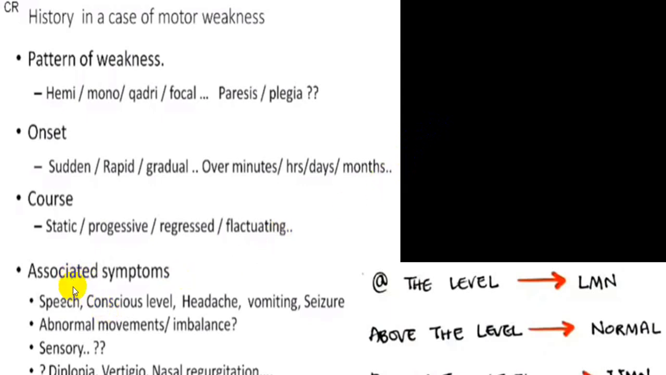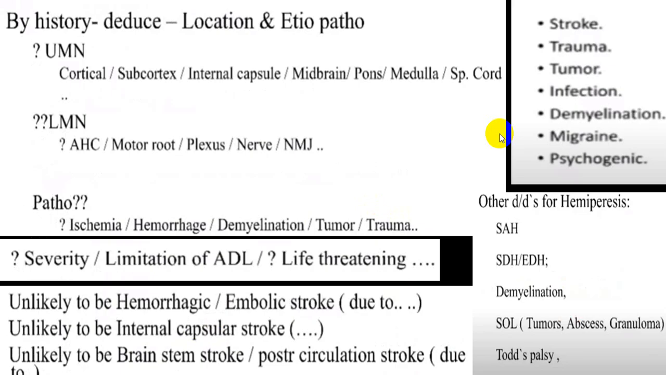Then you have to look at the associated symptoms. Now, the person is fully conscious. As the person is fully conscious, there is less chance of damage in the pons and medulla, and extensive damage in the cortex is also less likely. The person doesn't have headache or vomiting, so there is no evidence of raised intracranial pressure. The person doesn't have seizures, so cortical damage is nearly out. There are no abnormal movements, there is no imbalance, so cerebellar involvement is also out. Now we'll be approaching further.